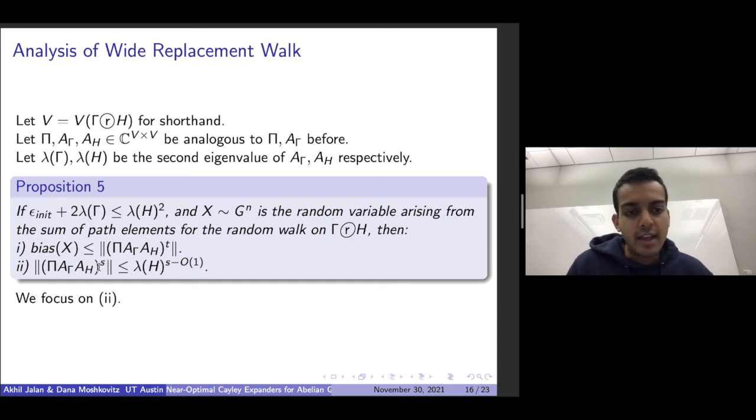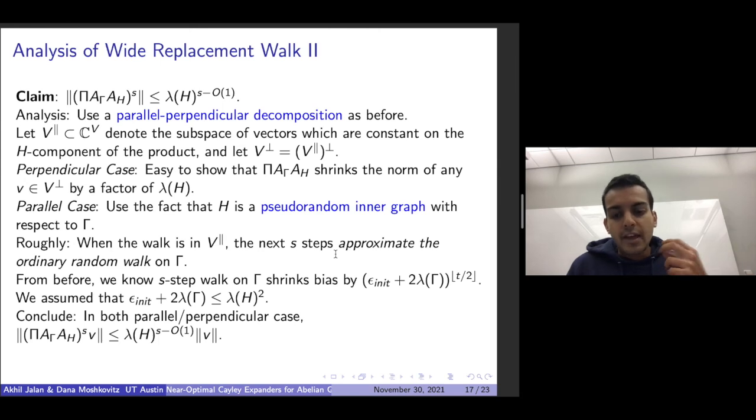So if you take the S power of this product, then the matrix norm of this thing will be something like lambda of H to the S power minus some constant. And so you gain in almost every step. So how do we prove 2? So as before, we're going to use a parallel perpendicular decomposition.